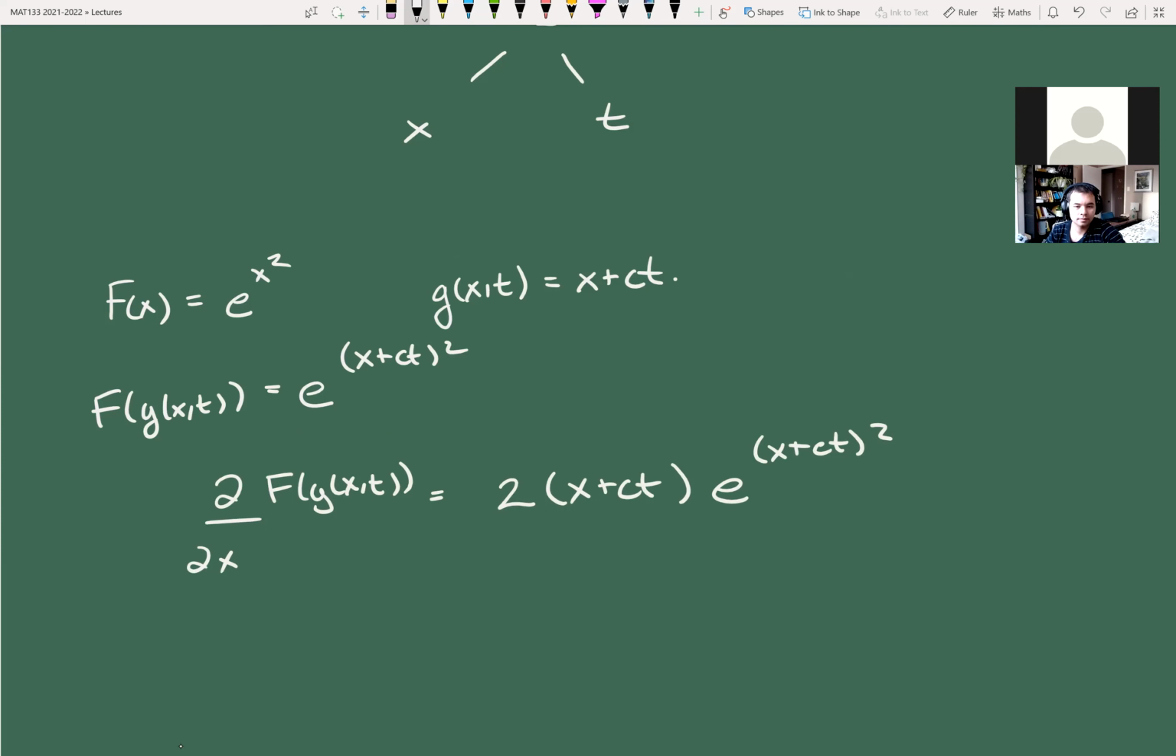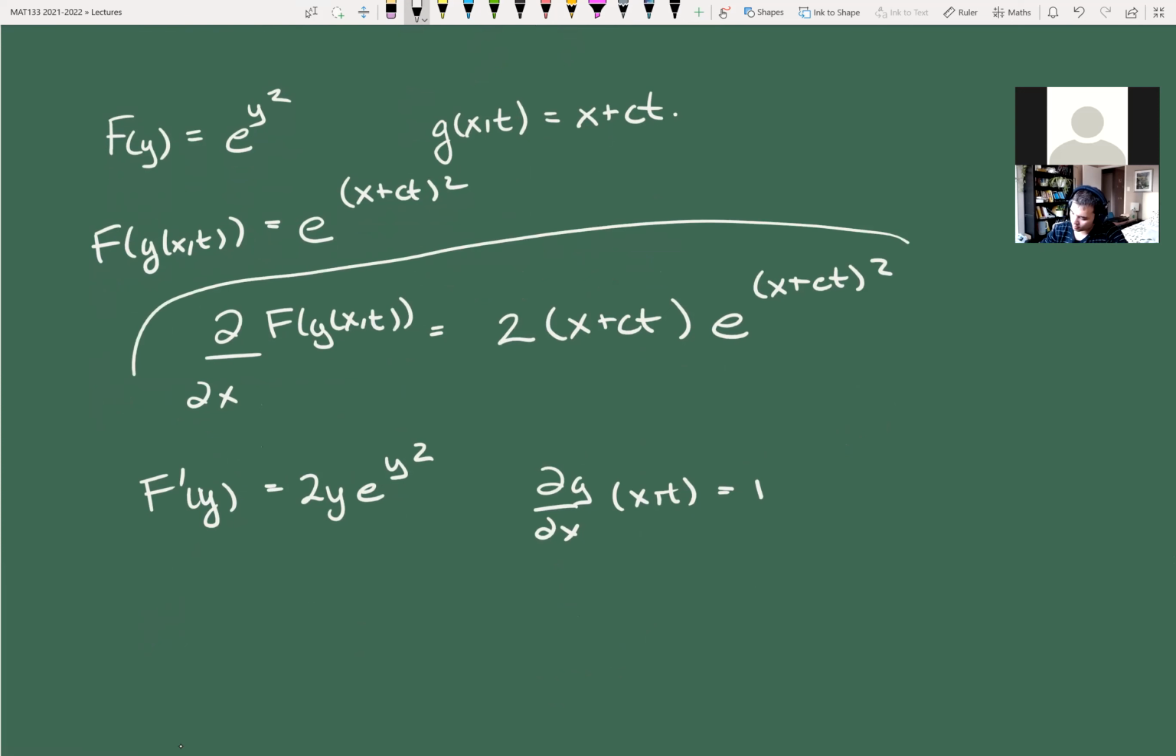Okay. All right. Now, if I were to differentiate these two terms separately, let me call this f of y, just to be consistent with what we were doing above, okay? I know that f prime of y is 2y e to the y squared, right? I know that the partial of g with respect to x, of x and t, is equal to 1. So this is the same thing.